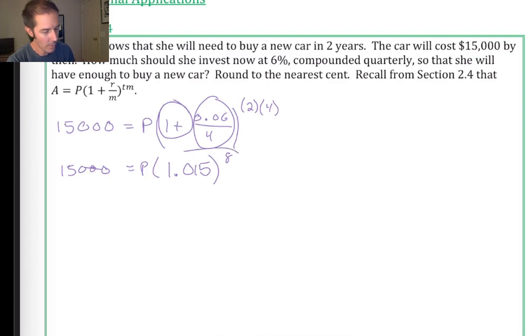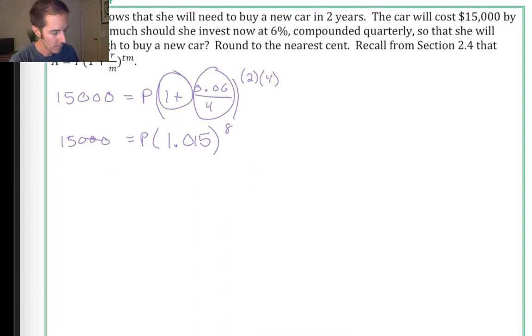I don't really want to know what this decimal is. And I certainly don't want to write it down. So let's divide right away. Let's write down 15,000 divided by 1.015 to the 8th power, and that's going to give us a dollar figure for how much she should invest.